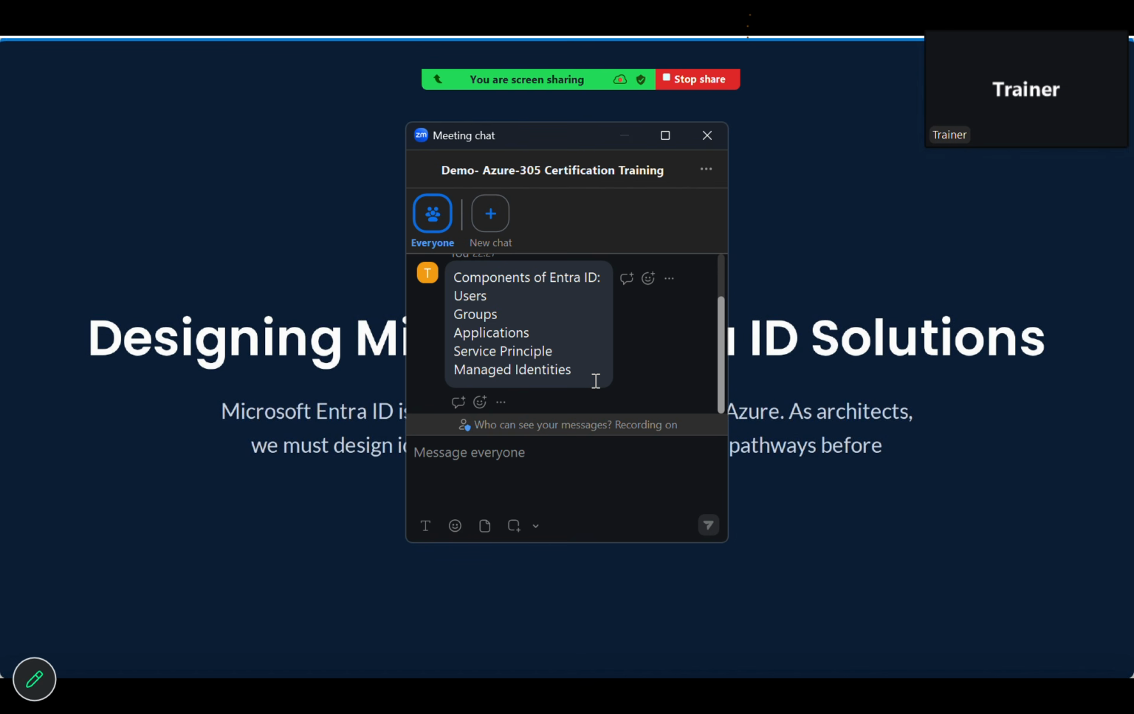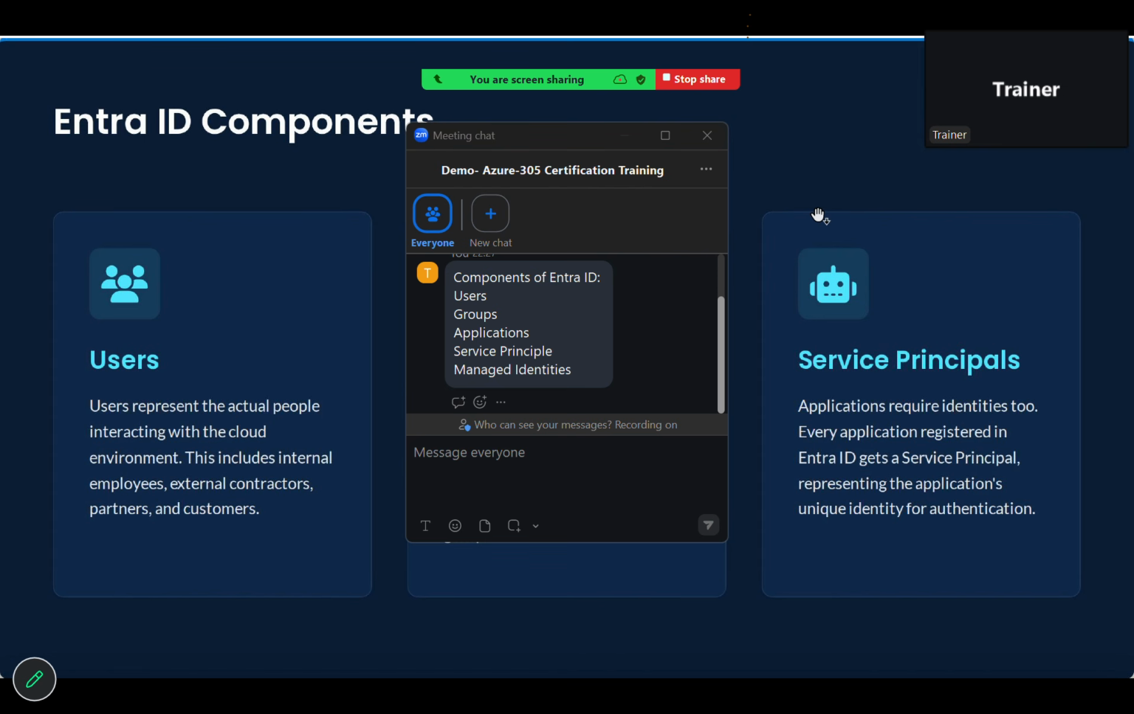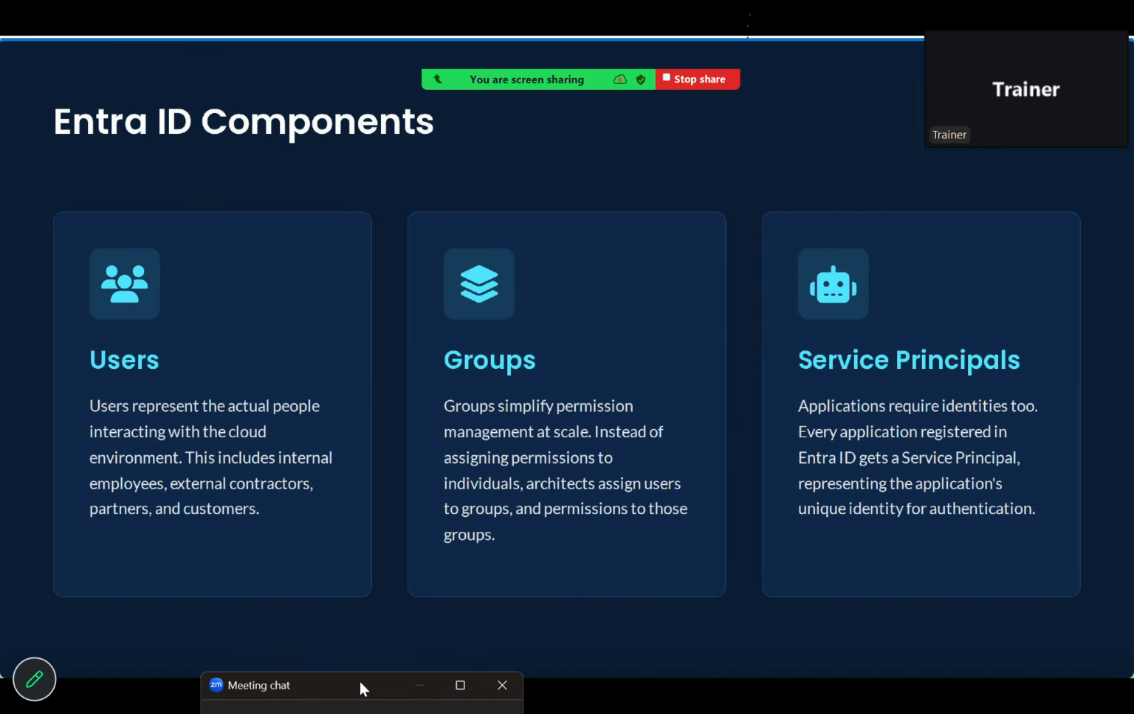So for user, users always represent people interacting with the cloud environment, and this includes internal employees or any external contractor, partner, customer, client, anyone who is using your applications or services. A user can be your employee, your contractor, your partner, your customer or client. Now we move to groups.